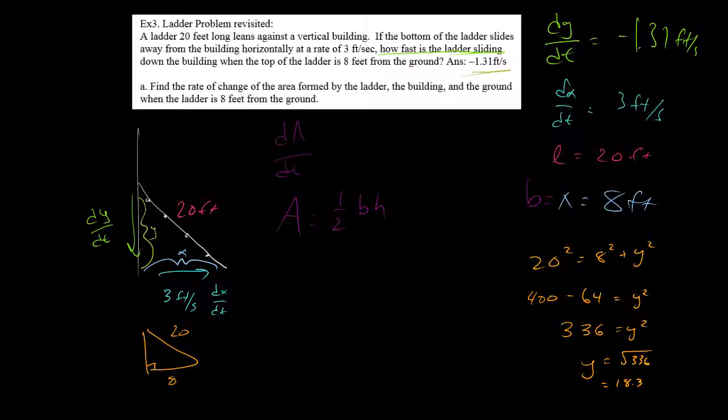18.3. All right, so now we have our y value, and what is our y value equal to? Our y value is 18.3, and we're going to call that our height. All right, so now we have all the information that we need. So we want to find the derivative with respect to time of our area.